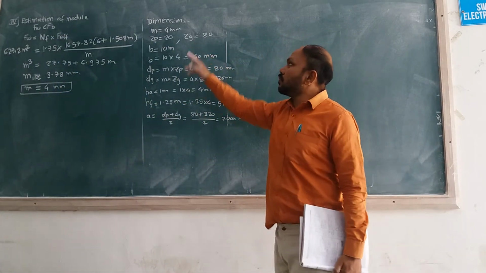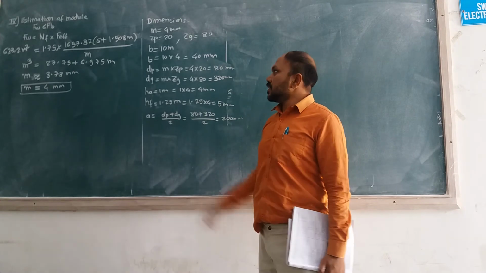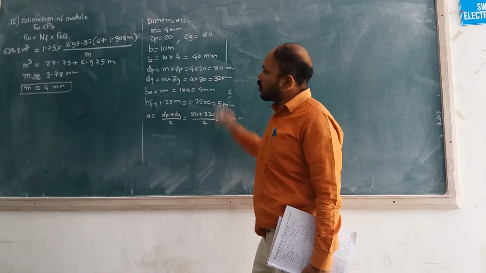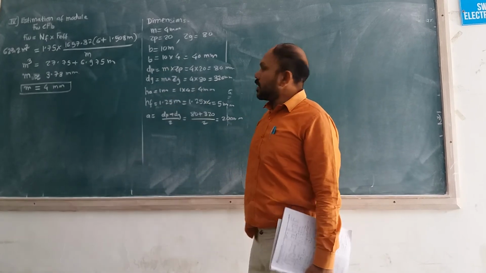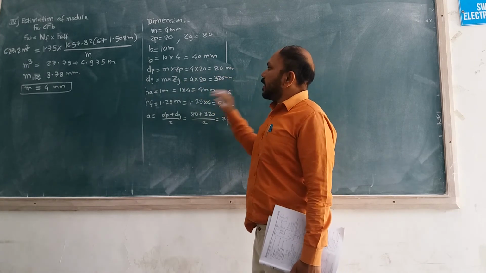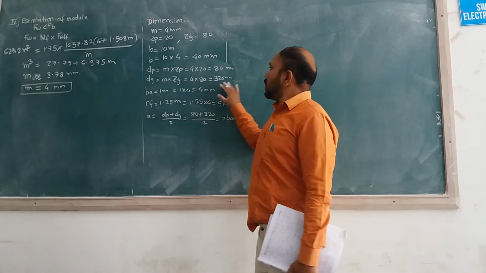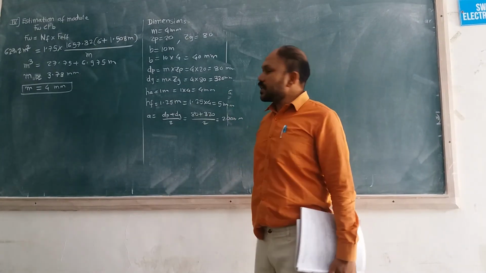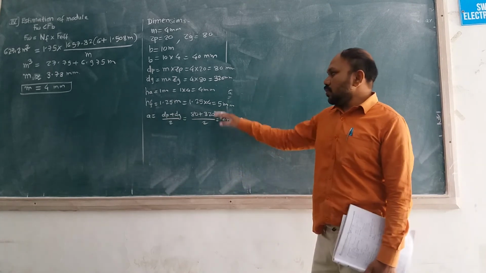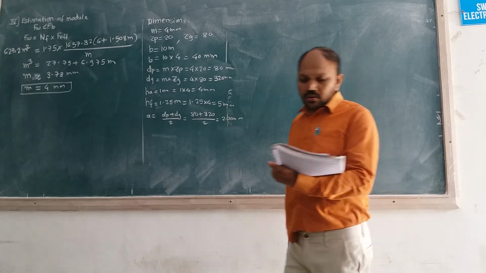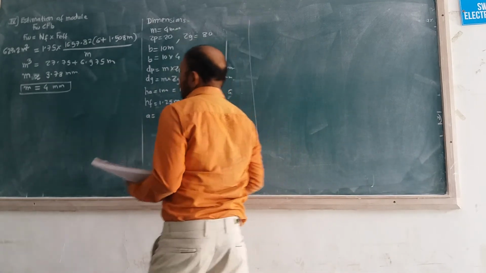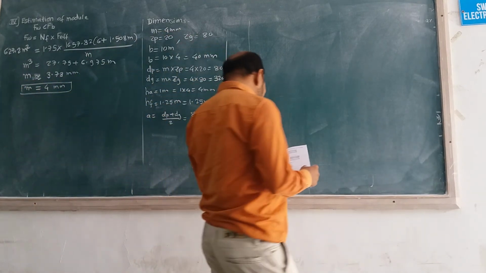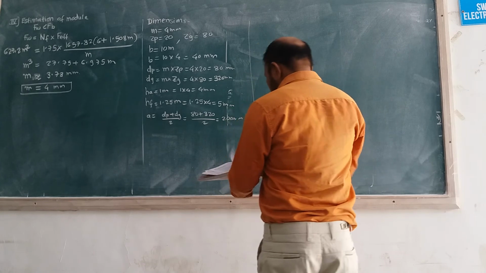Dimensions become: module is equal to 4 mm, ZP is 20, ZG is 80, B is 10 times module. So we substitute the module value, B is equal to 10 into 4, that is 40 mm. dP, the pitch circle diameter for the pinion, is m into ZP, that is 80 mm. dG is module into number of teeth on the gear, so 320. Addendum is 4 mm, dedendum is 5 mm, and the center to center distance is dP plus dG upon 2. Substituting this value, we get A is equal to 200 mm. So this is our second answer. We have calculated the module and the dimensions, and now we want to calculate the factor of safety available.